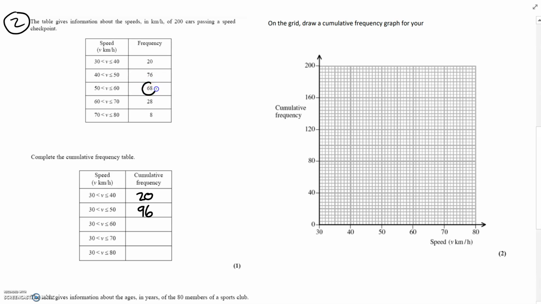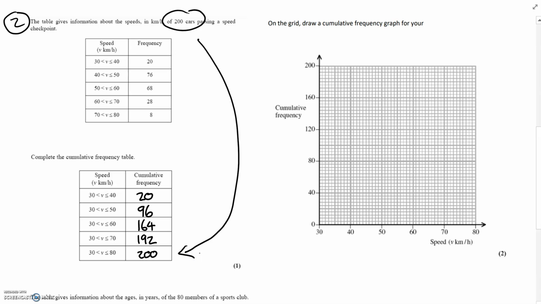Then add 68 to 96, which gives us 164. Then add the 28 to 164, so 192. And then finally we add the 8 on, which gives us 200. And again, a quick check, there are 200 things in the question, 200 cars. So our total at the end of our cumulative, because we're accumulating, we're building up, should be exactly the same as that.